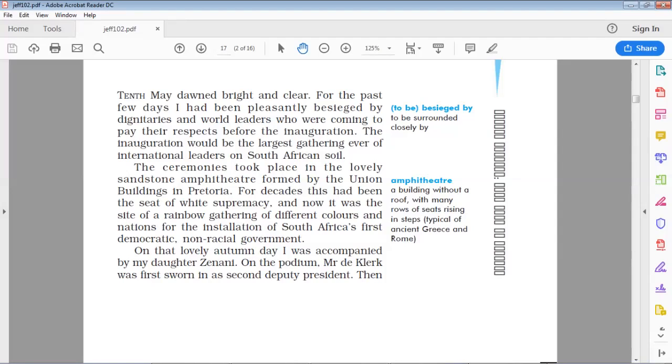What is an amphitheater? It is a building without a roof, with many rows of seats rising in steps, like you see in a stadium. The seats are raised so that many people can watch the game or anything being conducted at that place. So this amphitheater, made of sandstone, is in Pretoria. All the people, the dignitaries, so many men, women, children, all of them came there to see this inauguration.